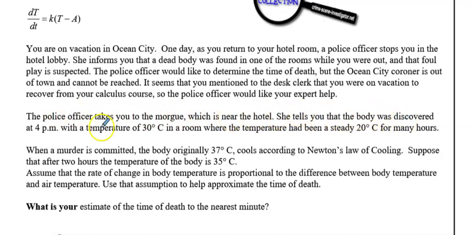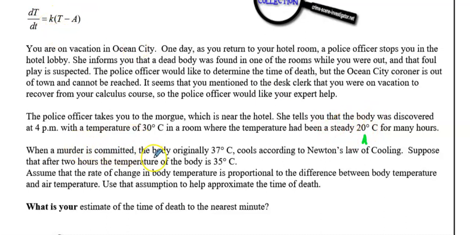The police officer takes you to the morgue, which is near the hotel. She tells you that the body was discovered at 4 p.m. with a temperature of 30 degrees Celsius, in a room where the temperature has been a steady 20 degrees Celsius for many hours. So this is going to be our determinant. This is going to be our A value. A is going to be what the room temperature was. So what was the temperature that was housing the body? Because this is constant, the A is going to be 20.